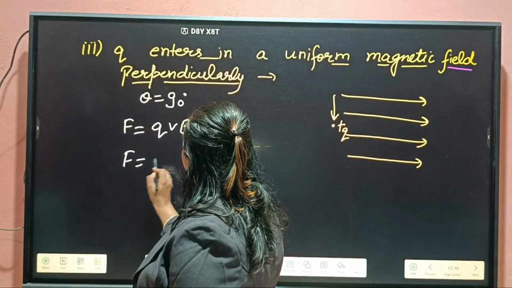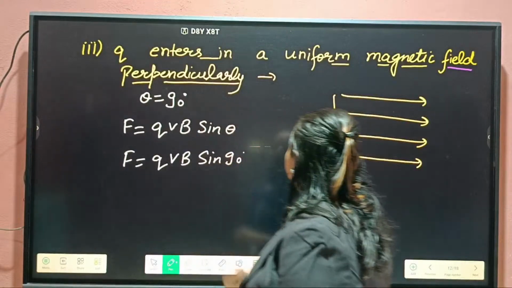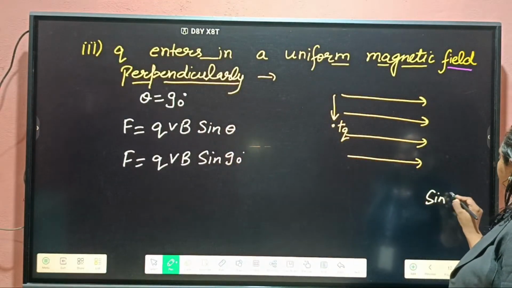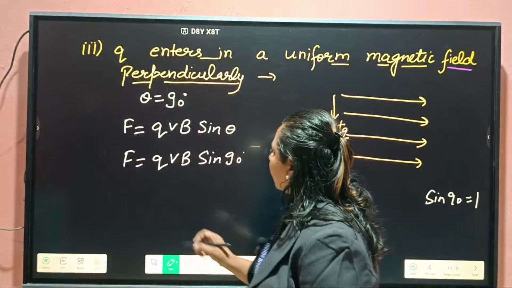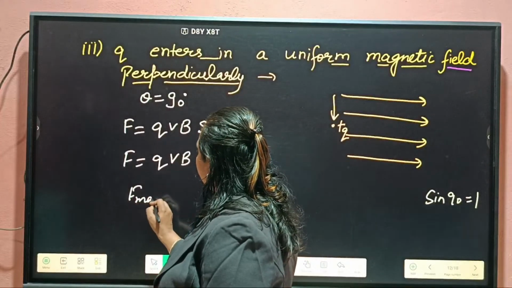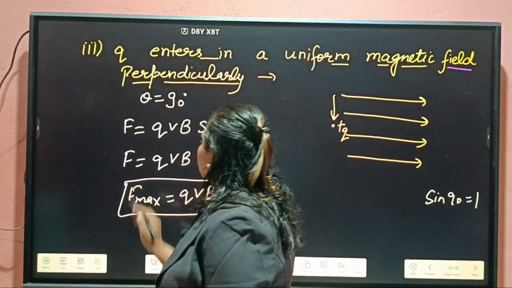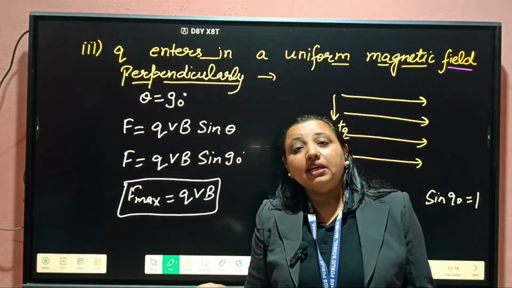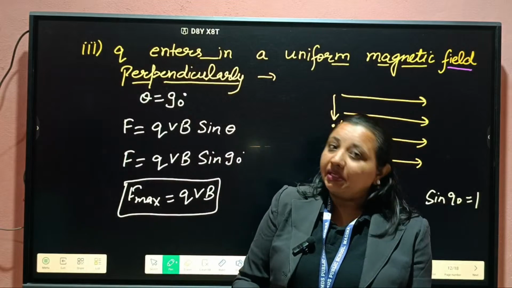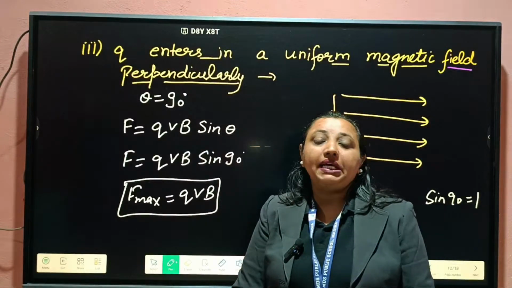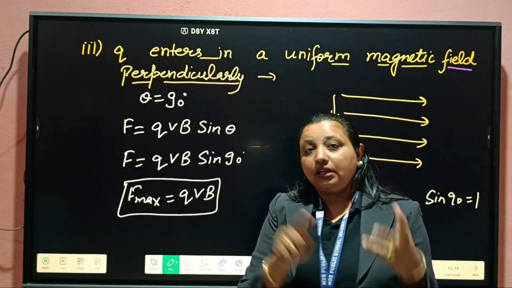That means F is equal to QVB sin 90 degrees, and sin 90 is equal to 1, right? What is the value of sin 90? The value is 1. So the maximum force exerted on it is QVB, right? So the question may be asked: when will the force become maximum or when will the force become minimum? So how much will the minimum force on that charged particle be? When it moves parallel or anti-parallel in a uniform magnetic field.